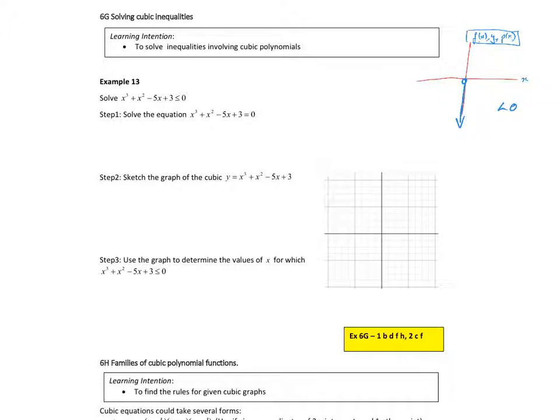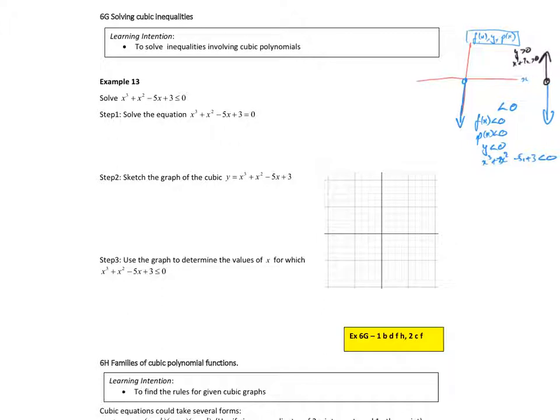It doesn't matter if it's f of x less than 0, p of x less than 0, y less than 0, or even, as in this case, x cubed plus x squared minus 5x plus 3 is less than 0. It's all this section down here. If I want to know where any of those things are greater than 0, it's all that section up there. So that's y greater than 0. I don't know, x squared plus 2x is greater than 0. That section above, all right?